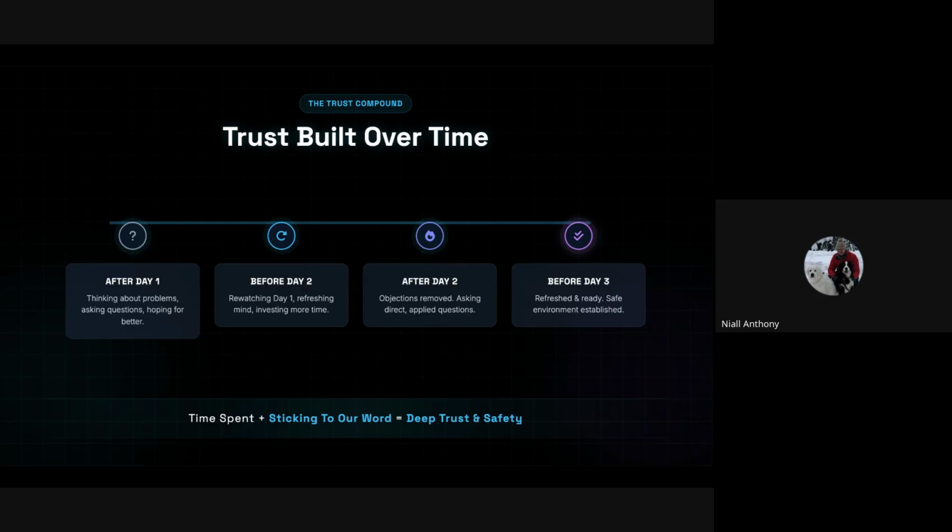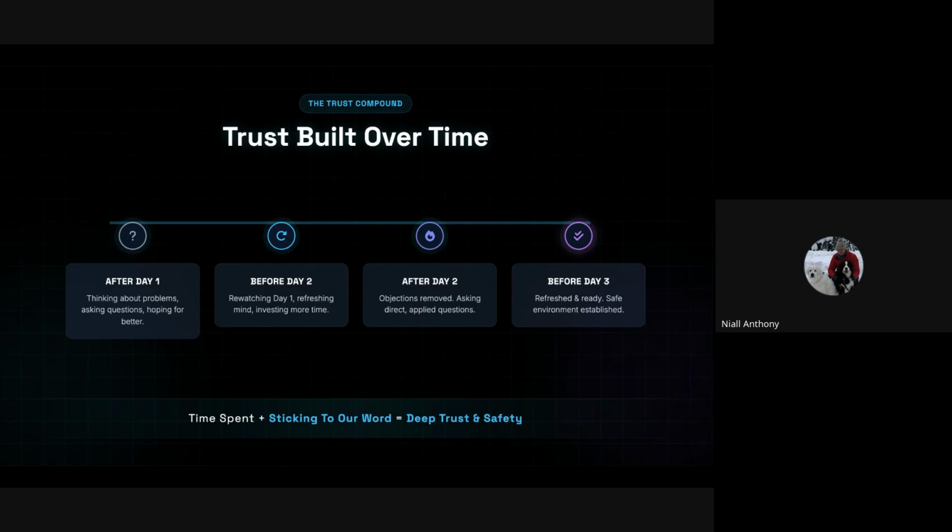Now, this accumulation of time spent and repeatedly sticking to our word separates us from any competition, and it creates this safe environment where the prospect can lower their guard and feel ready to buy. This makes the difference. We don't have to pitch. The prospect is literally waiting to buy at this point, which is an incredible shift in perspective. Imagine a scenario where the prospect was just waiting for you to finish so they could buy the product. Well, this is the reality. This is what we're creating here.